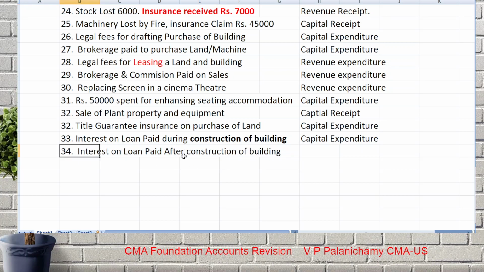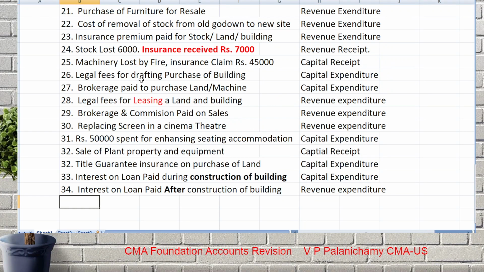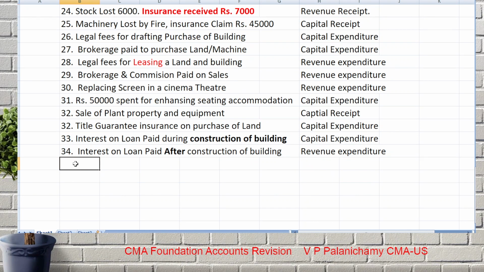Interest on loan paid after the construction of building. We have taken a loan to construct the building. Construction is complete, but the loan is not repaid, and we are paying interest on the loan. After putting the asset into use, money spent is revenue expenditure. In the examples, they will give you amounts. That's all.